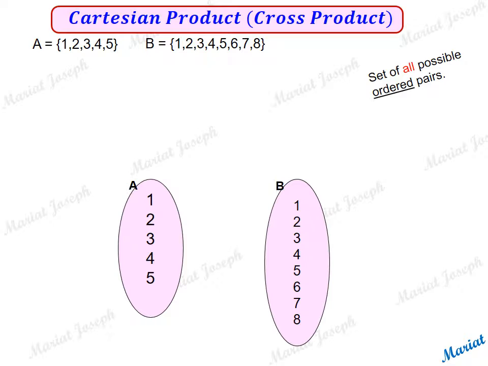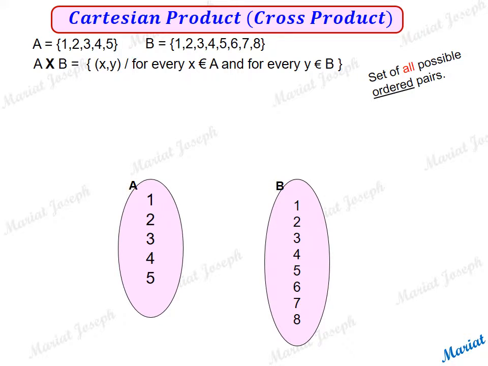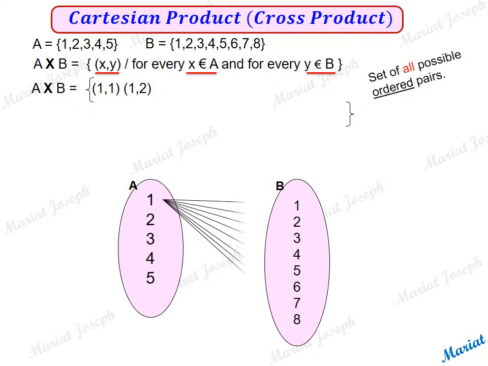Cartesian product or cross product of two sets A and B. The Cartesian product is denoted as A cross B, which is the set of all ordered pairs (x, y) for every x belonging to set A and for every y that belongs to set B. Let's try to write its roster form.